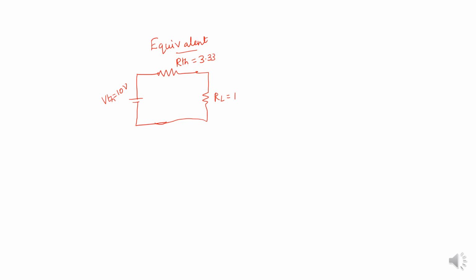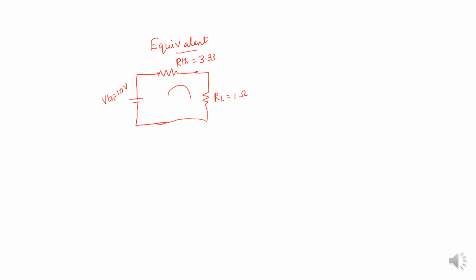Now what is the equivalent? Thevenin's equivalent: a voltage source in series with the resistance. The voltage source is here, and that is the Thevenin's voltage source, 10 volt. And the resistance is Thevenin's resistance, equal to 3.33 ohm. We have to connect this resistance in series with RL. What is RL? RL is equal to 1 ohm.